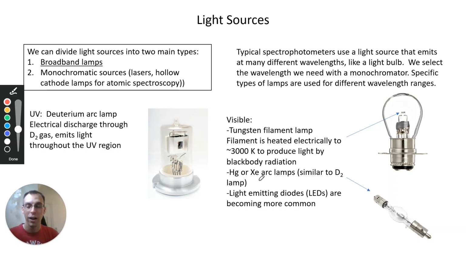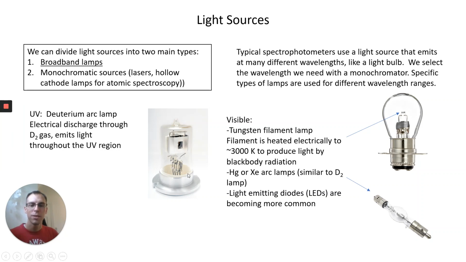Just like they are in our residential lighting, LEDs are becoming more common also as light sources in spectrophotometers. They have a lot of advantages in terms of energy efficiency, as well as cost and longevity. LEDs last for a lot longer than these other types of lamps, so you need to replace them much less often. But the technology is still progressing in terms of getting the right range of wavelengths that you need for a spectrophotometer.